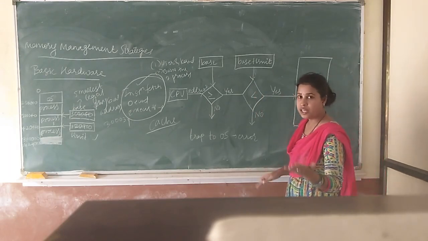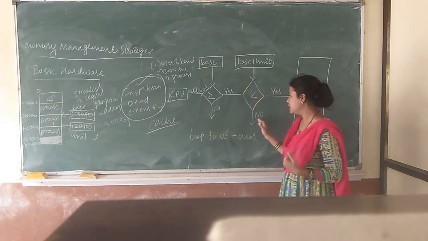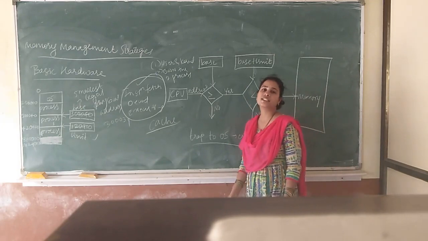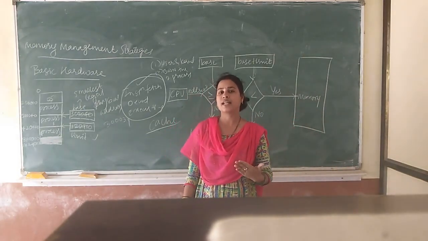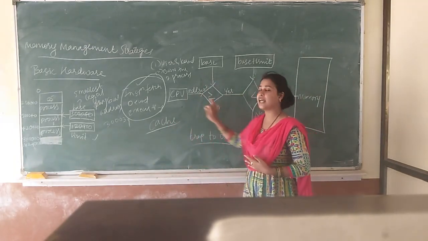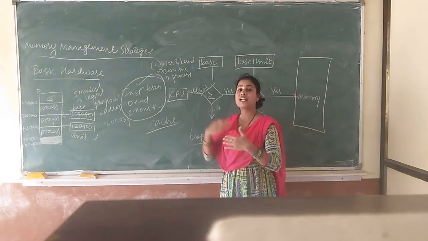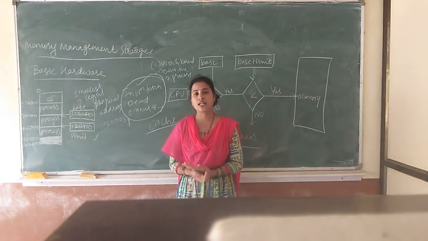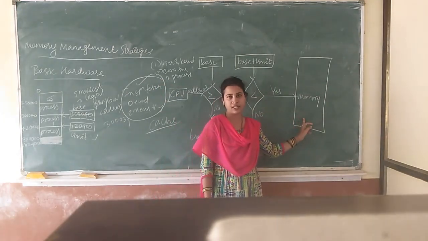If no, if in the first check it is no, or in the second check it is no, then what will happen? A trap to the operating system will be sent. Means an error will be created. A trap to the operating system saying that illegal access of address is done by so and so process. So that trap will be generated and the process will not be given access to the memory.